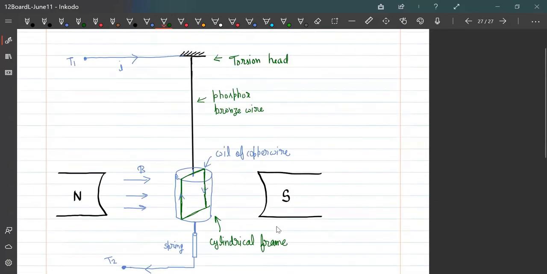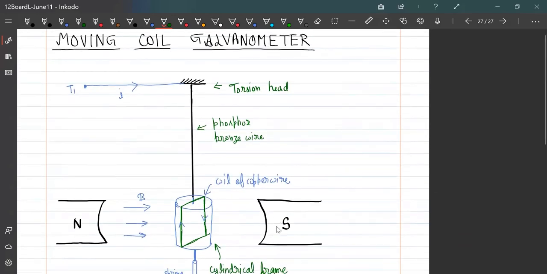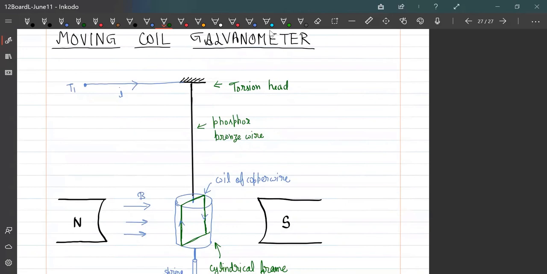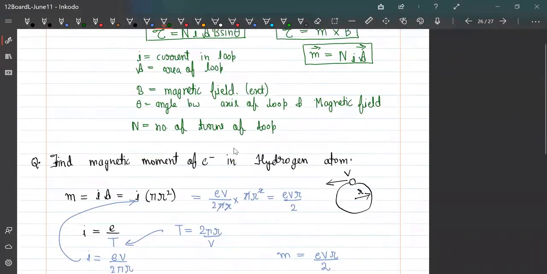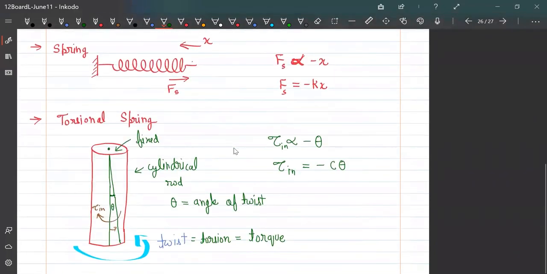Okay, let's note this down. Pichla wala page note kar liya tha kya? Anybody missed it? Nahi sir, thoda baki tha. Acha. Pura wala to note hoga. This much.